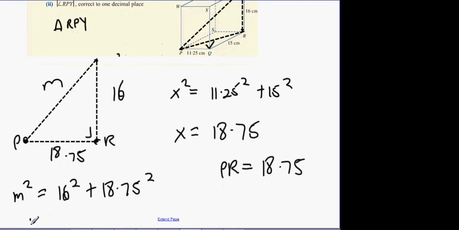M therefore equals, anybody? 24.64. 24.64 meters. Well done. Okay, that's the bargain basement one. That's the easiest one you're going to get.